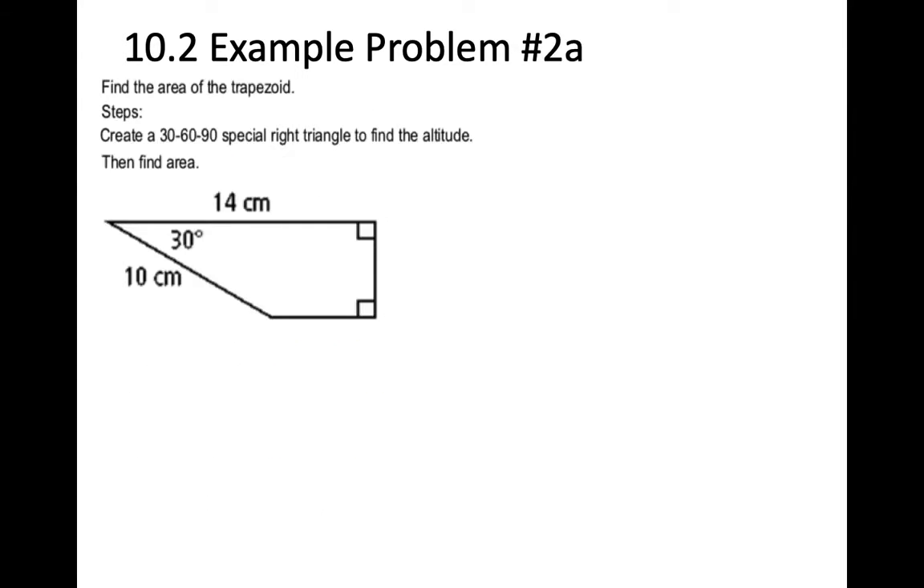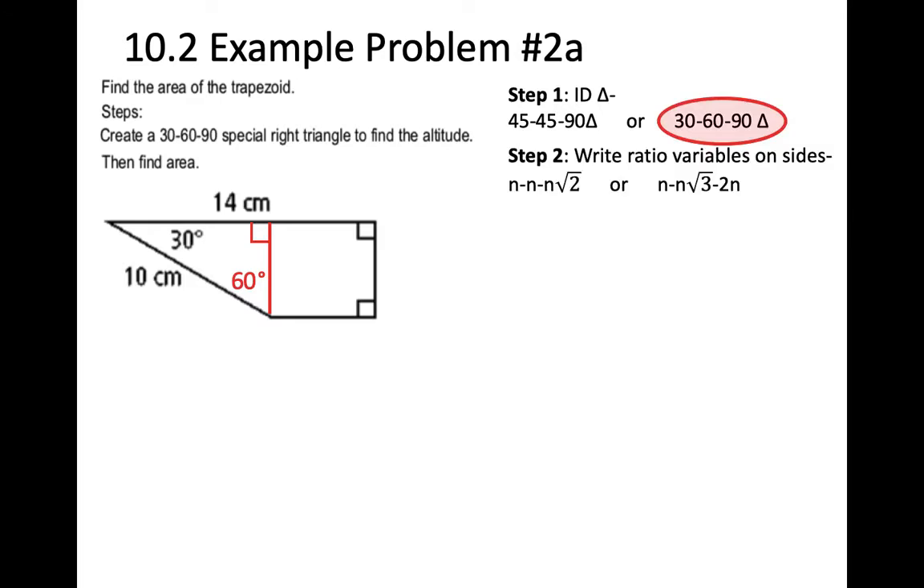All right. In this problem, I need to find the area of the trapezoid, but to do it, I'm first going to have to create a special triangle, a 30, 60, 90 triangle, to help me find the altitude because I'm missing the altitude. I'm actually also missing the bottom base. So to do that, first I would draw this line here. That makes this a right angle, and since that other is a 30, this is a 30, 60, 90 triangle. So I need to identify the 30, 60, 90. I'm going to write in my ratios of n, n root 3, 2n.